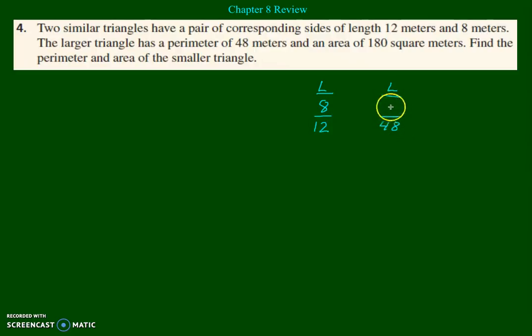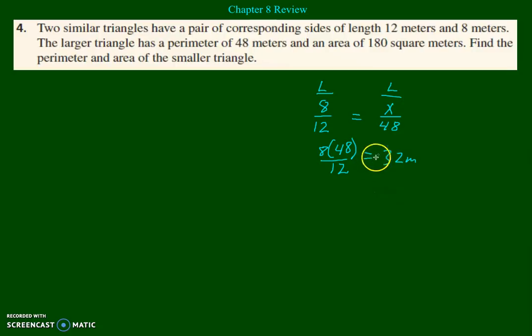And we don't know what the perimeter is of the small one. So we're going to put an X up there. Since these are linear to linear, there's no conversion that has to be done. So it's just a straight proportion. And what we're going to have is 8 times 48 over 12, which equals 32 meters.